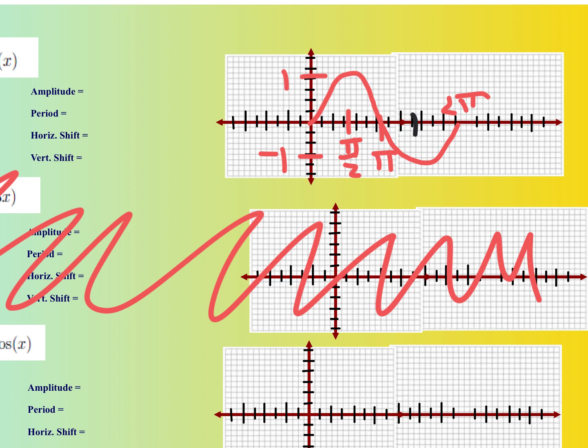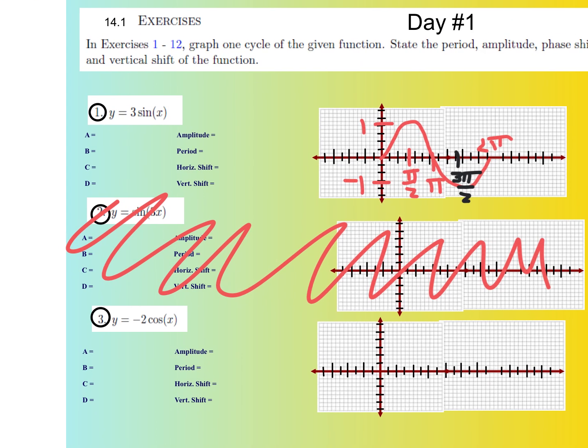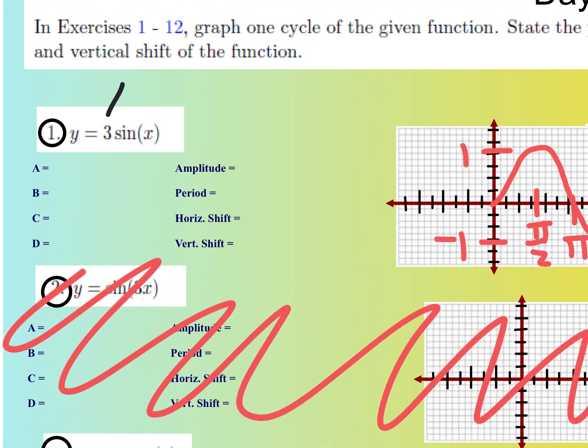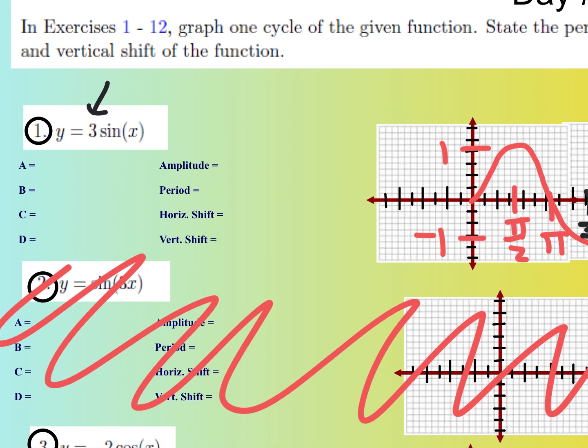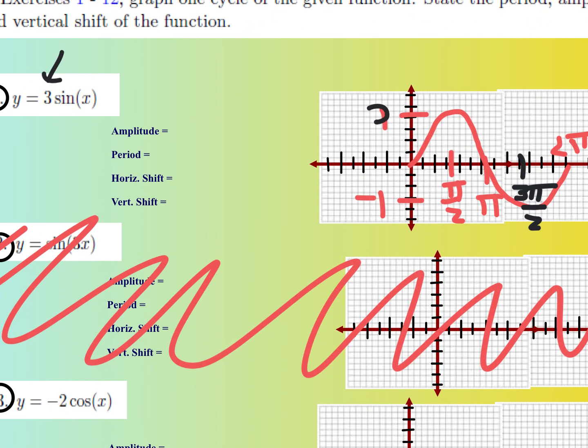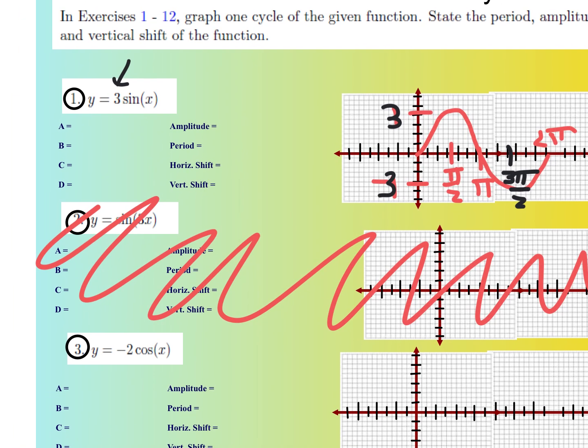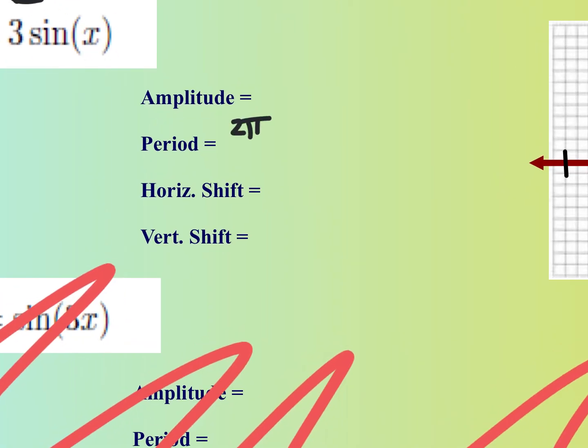That spot there, most forgotten point, 3 pi over 2. It's got to be labeled. All right, there. And then this one, what's the one thing I need to change? The 3 has to go here and here. There we go. And can you label A, B, C, and D? The only thing that's hard is the period is 2 pi over B.